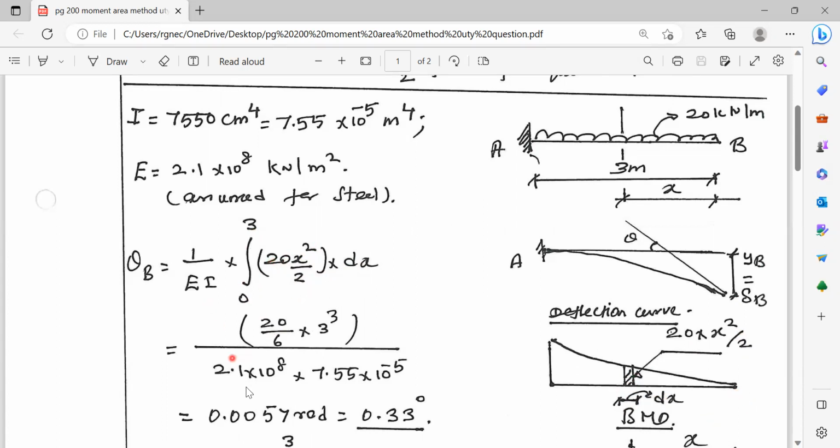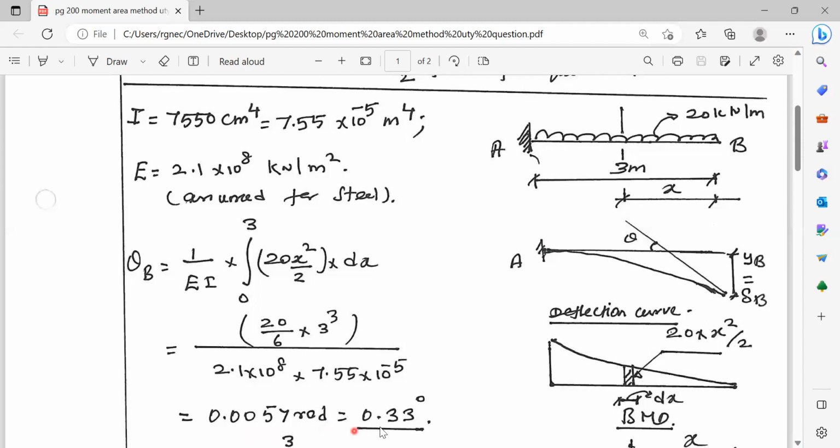Then 1 by EI goes to the denominator and 20 by 2 into x square. Integration is x cubed by 3. So x cubed becomes 3 cubed. If you apply the upper limit 3, you are already having 2. 2 into 3 is 6. 20 by 6 into 3 cubed. Then upon simplification, this comes to 0.0057 radians.